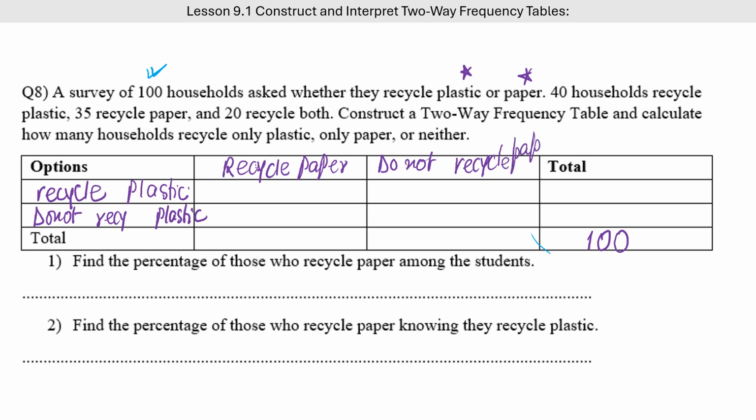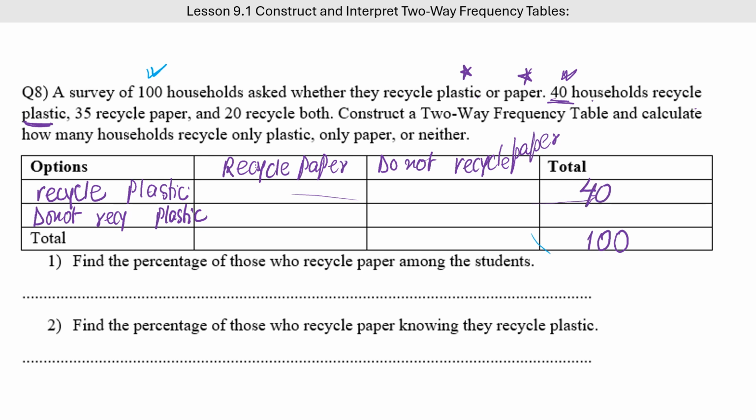So at one place you have to write recycle plastic. Below that one write do not recycle plastic. One place you write recycle paper and near to that one write do not recycle the paper. Okay. Now once you wrote everything, let's try and write the data. 40 households recycle plastic. They are not talking about any paper. So it means they are talking about the total recycle. So recycle plastic total is here, right? So it is here 40.